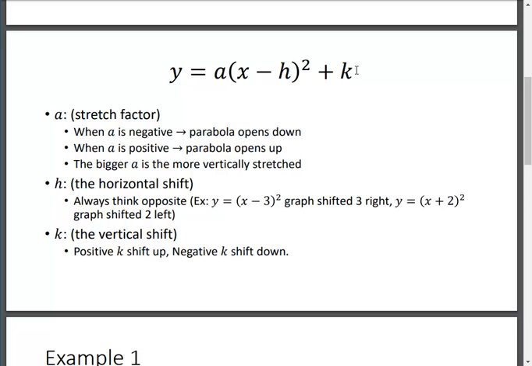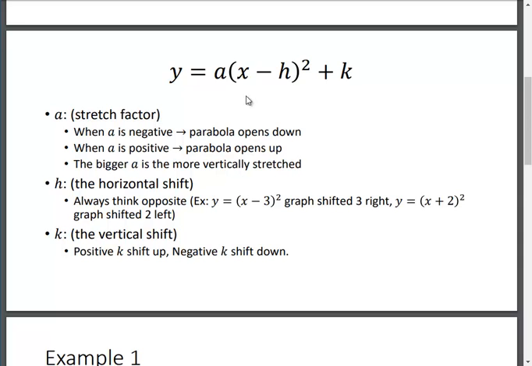So when you see a being negative, the parabola opens downwards. If you see a and it's positive, the parabola opens up. These are just things I know right when I see this number out front. And again, this number will always be multiplied out front of the parenthesis in front of the x. And the bigger a is, the more vertically stretched everything is.